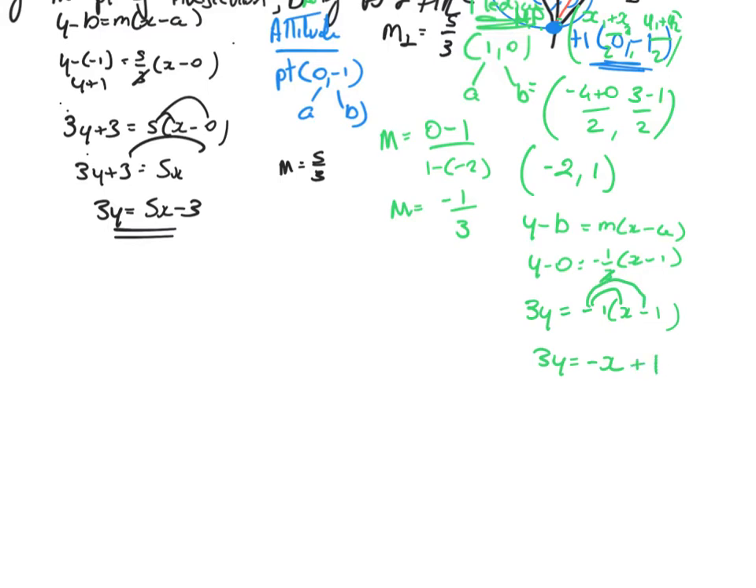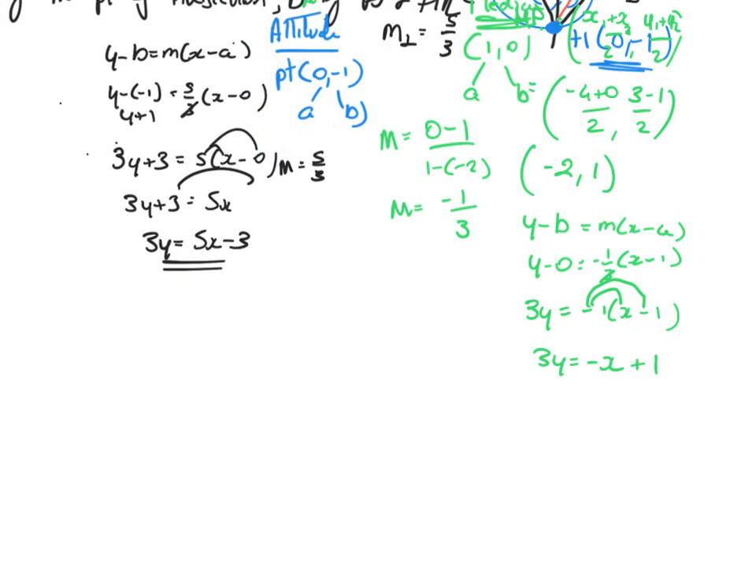Okay, so I've got the equation of both straight lines. The first one being 3y equals 5x minus 3, the second one being 3y equals minus x plus 1. I want to find the point of intersection between both these straight lines. Now that is a National 5 piece of knowledge.